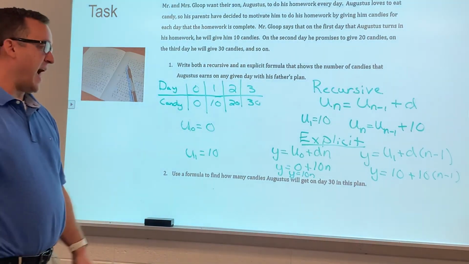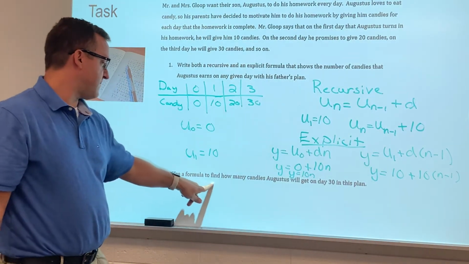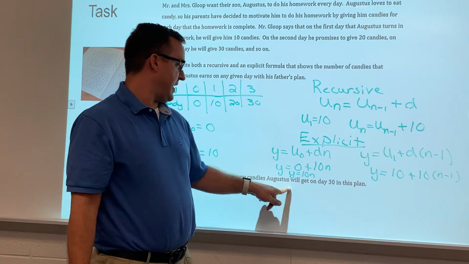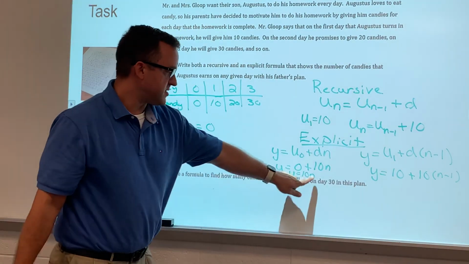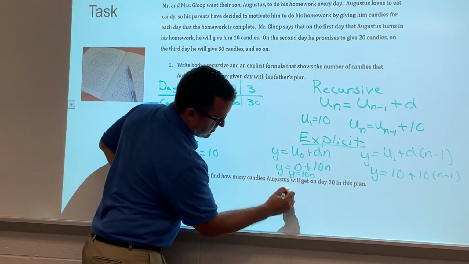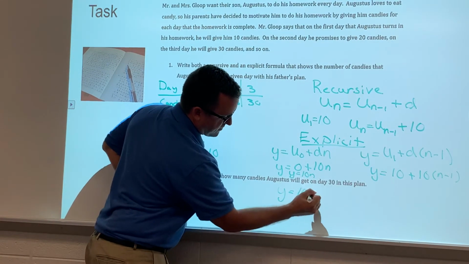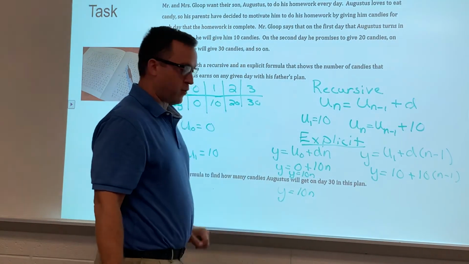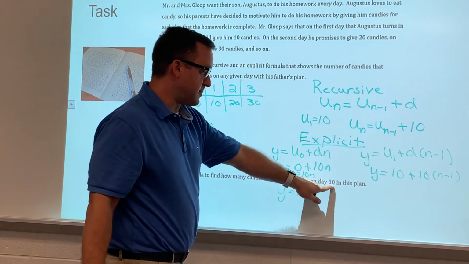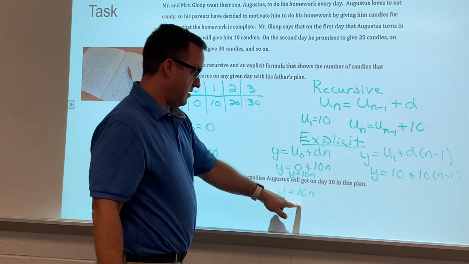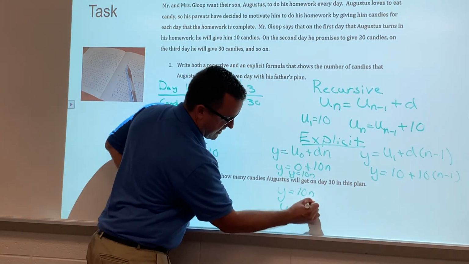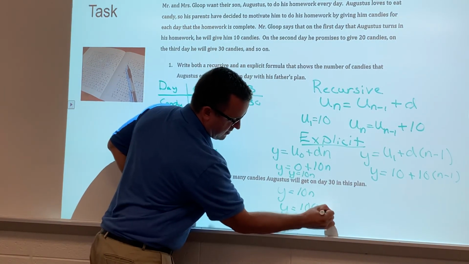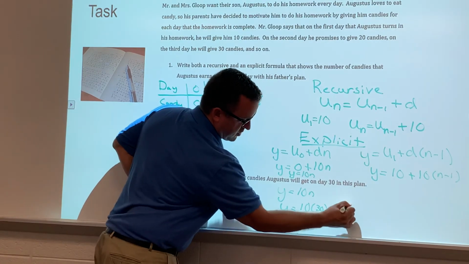And then our last one says, use the formula to find out how many candies Augustus will get on the 30th day. So I'm going to pick this formula, y equals 10n. The first step, write down the formula. And then we're going to substitute 30 in for n. So y equals 10 times 30, which equals 300.